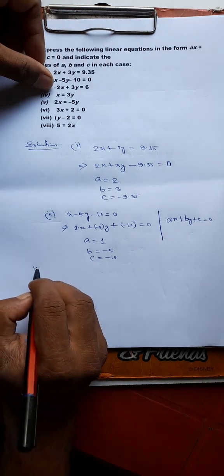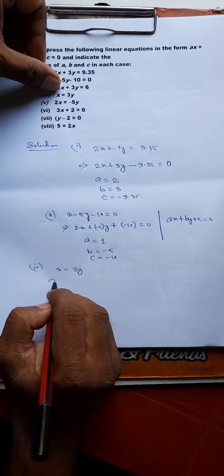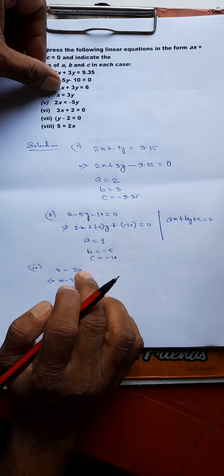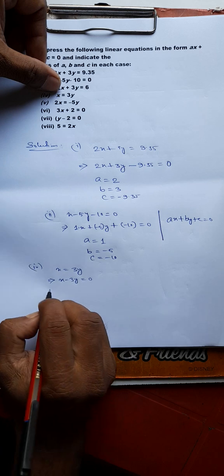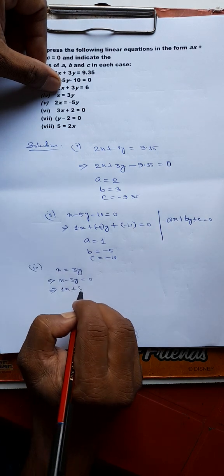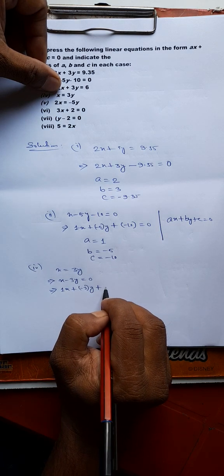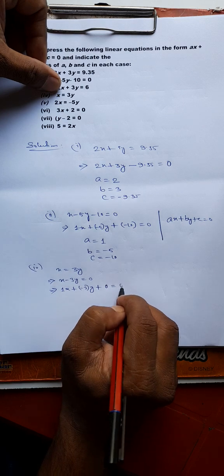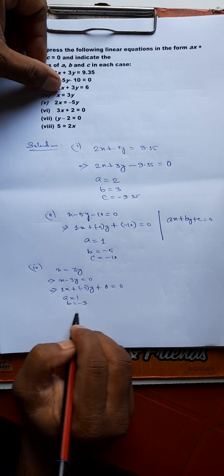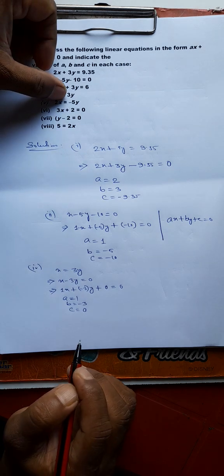Now let's do question number 4. x equal to 3y. This implies x minus 3y equal to 0, transposing the term 3y to the left hand side. Now we can express this as 1 multiplied by x, 1x plus minus 3y plus 0 equal to 0. So what is a here? a is 1, b equal to minus 3, c equal to 0. Similarly, we can do this.